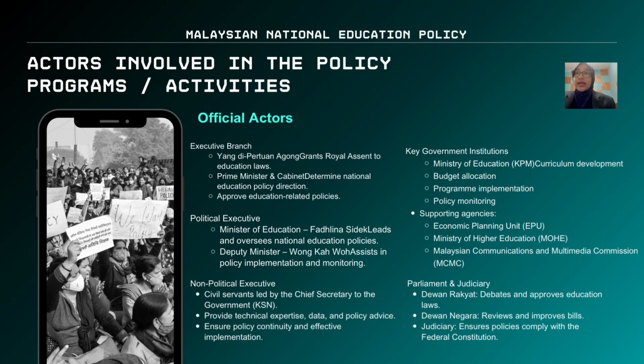In Malaysia, the executive branch plays the most important role in determining the direction of the national education policy. The Yang di-Pertuan Agong grants royal assent to education laws, while the Prime Minister and Cabinet determine and approve education-related policies. At the ministerial level, the Minister of Education, Fadhina Siddiq, leads and oversees national education policies to ensure that the education system remains relevant to the country's needs and current development.